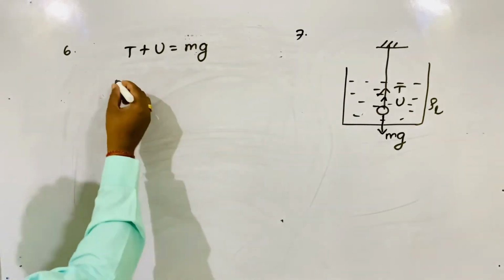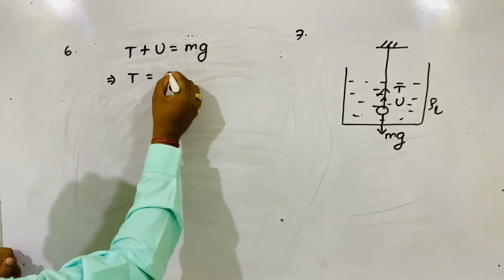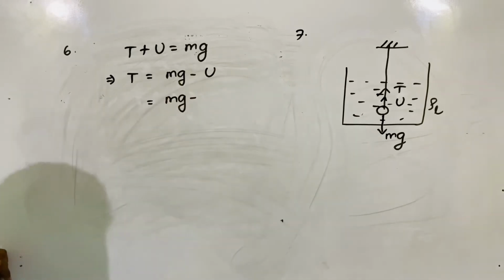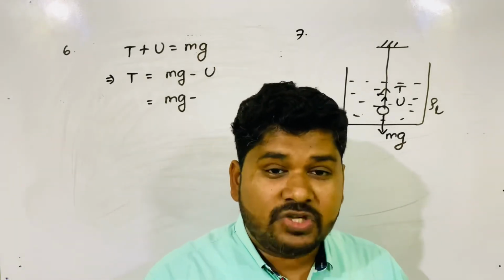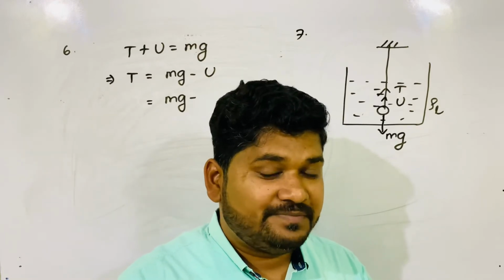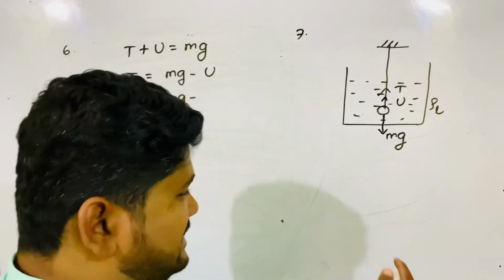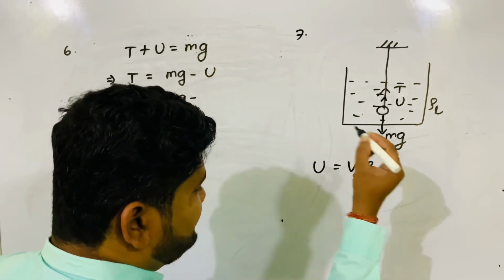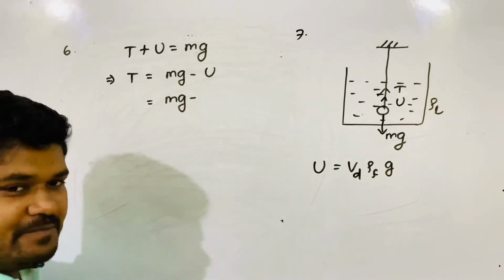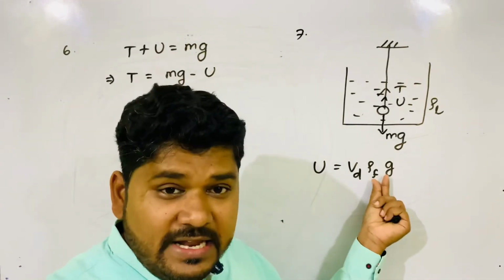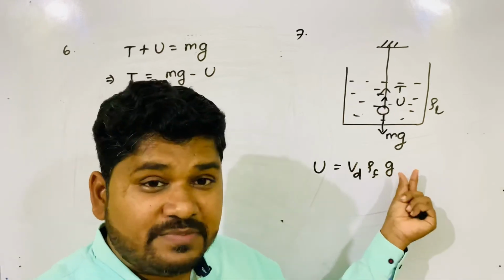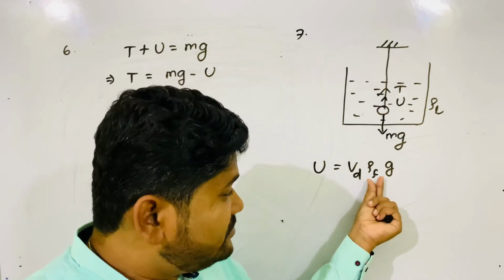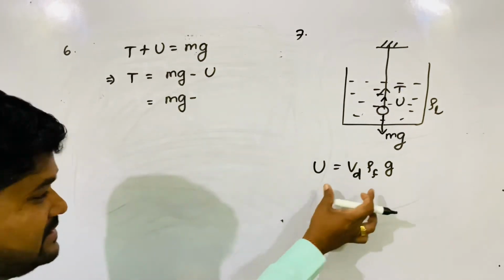So T is equal to mg minus U, where U means upthrust. What is the upthrust formula? Vdρg. Remember, the upthrust formula is Vdρfg. Vd means volume of displaced fluid, ρf means density of the fluid, into g. This is the weight of the displaced fluid, that is, volume of fluid displaced into density of the fluid into g. So this is the formula of upthrust.